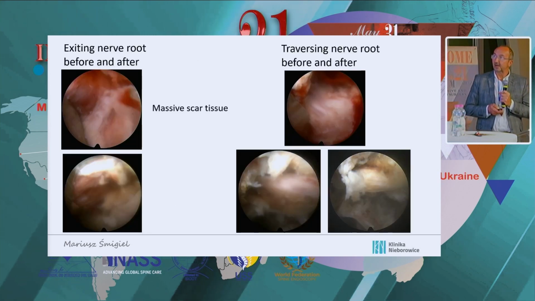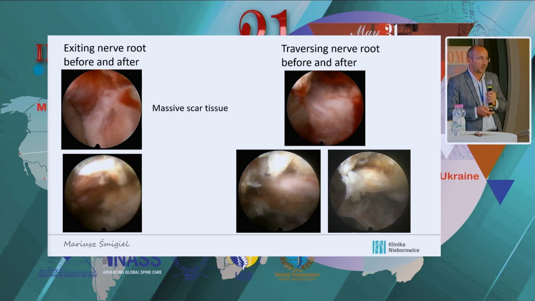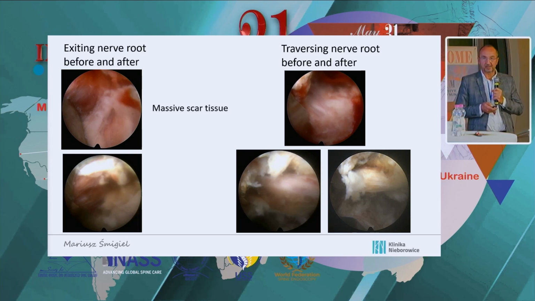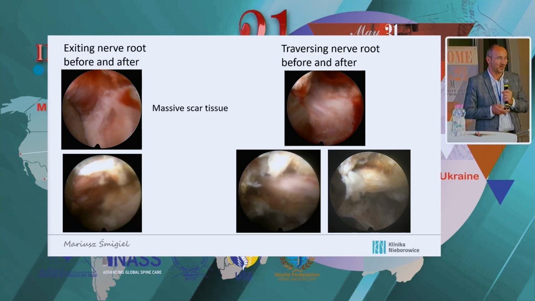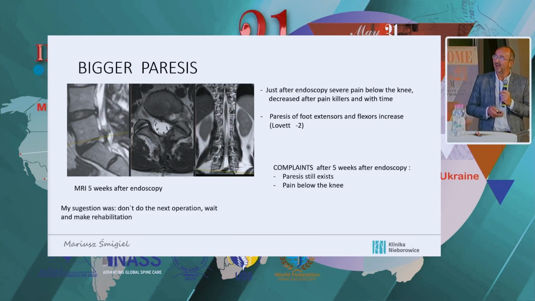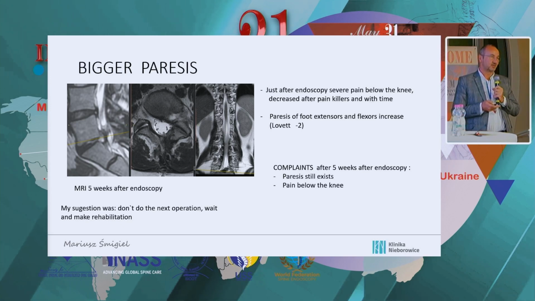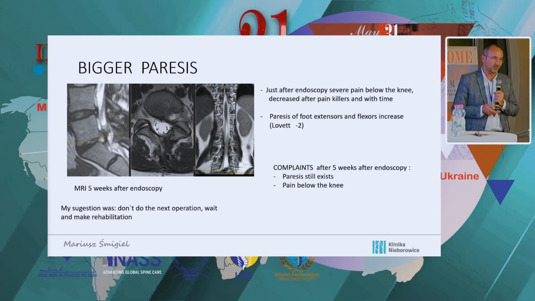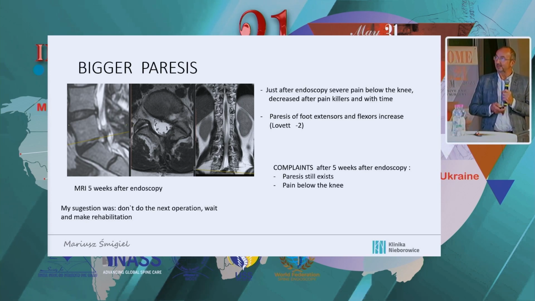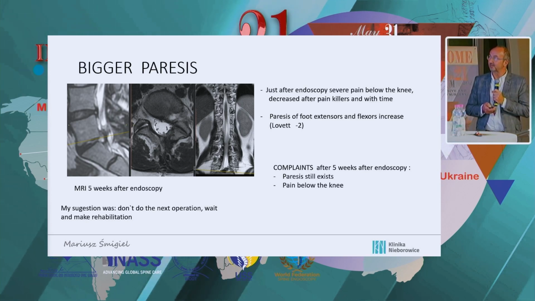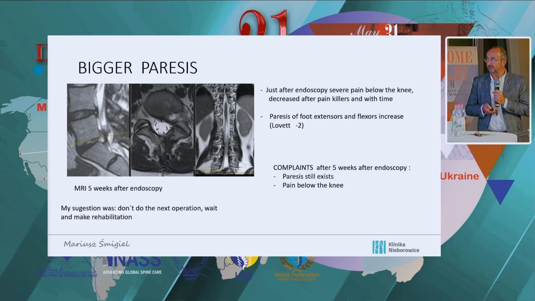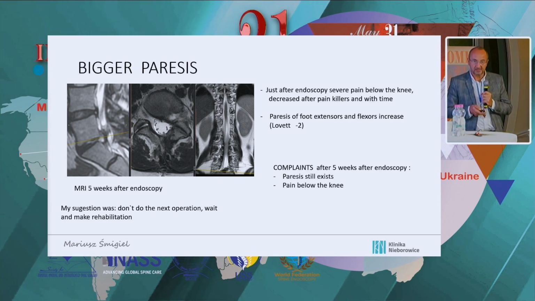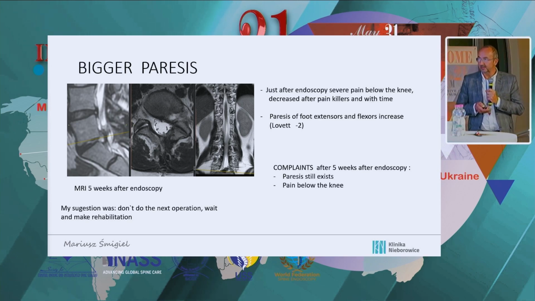And I found massive scar tissue, and I decompressed the exiting and traversing nerve root. I was very proud of this operation. But just after endoscopy, she felt severe pain and started screaming. And unfortunately, paralysis of the foot increased. So 5 weeks after endoscopy, paralysis still exists, and pain below the knee still exists.